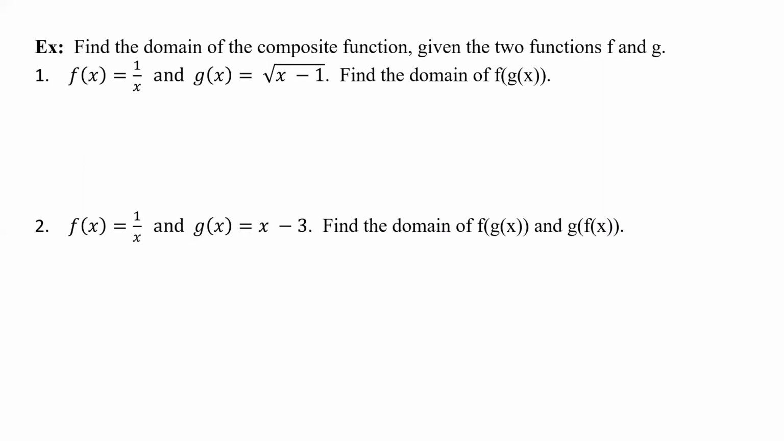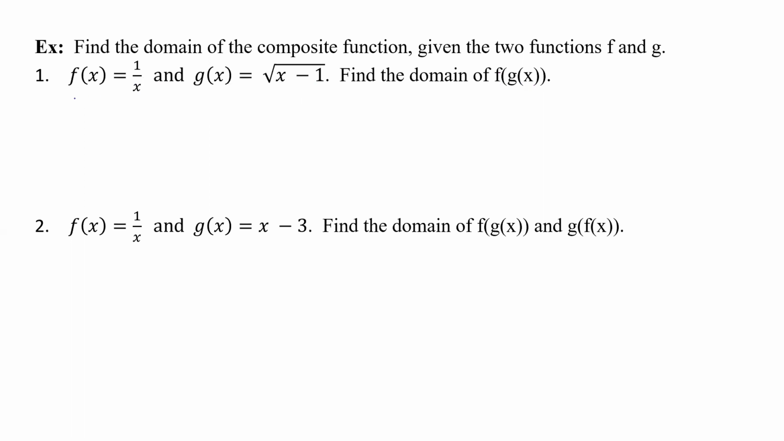Okay, so here are a few extra examples from section 1.4. In this one, we're finding the domain of the composite function, and we're given the two functions f and g. So f of x equals 1 over x, and g of x equals square root of x minus 1. And we want to find the domain of f of g of x. Well, so what do we know here?